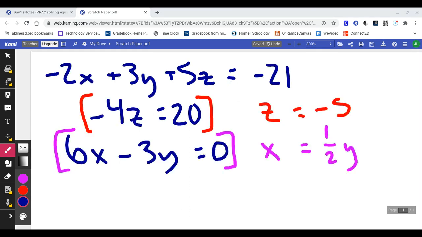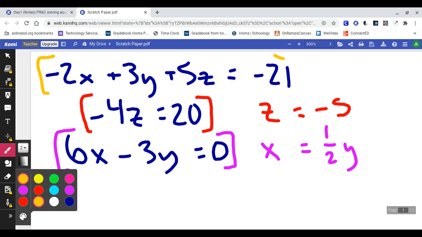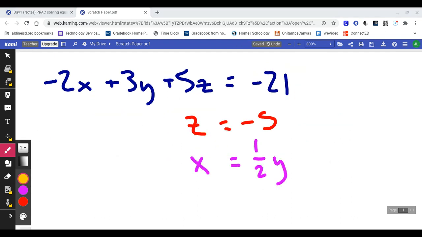We've got the red equation simplified down to z equals -5. We've got the purple equation simplified down to x equals 1/2 y. So the only thing we need to do now is work with this top equation. So just like before, we're going to use our substitutions.